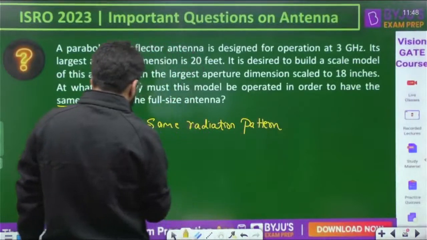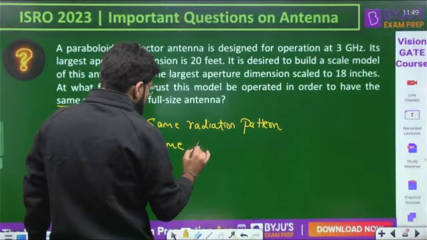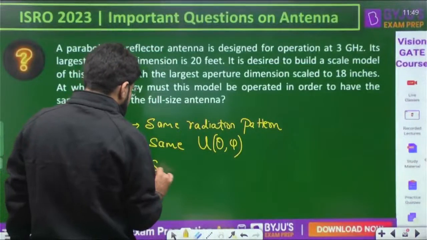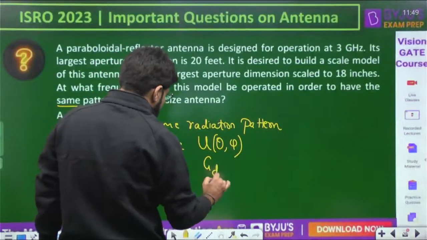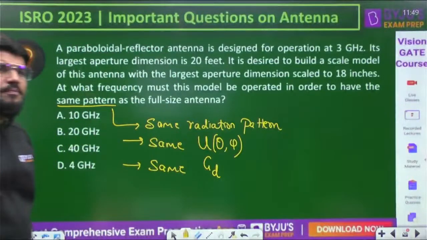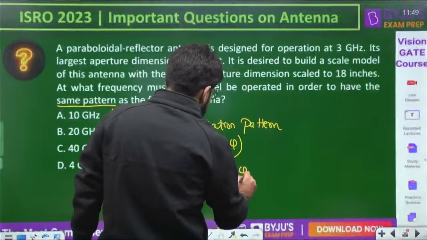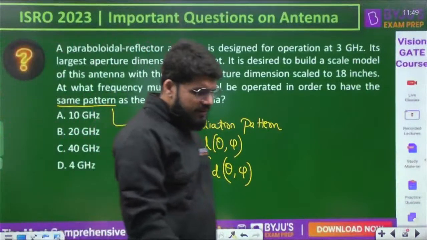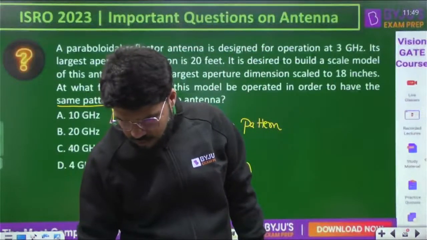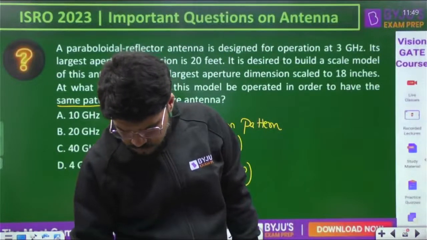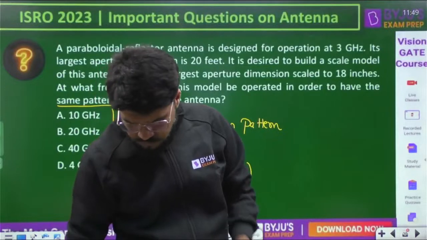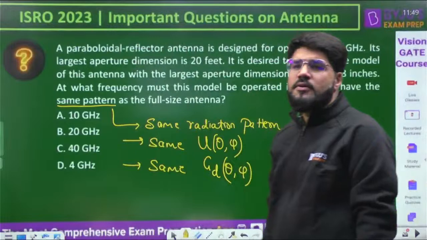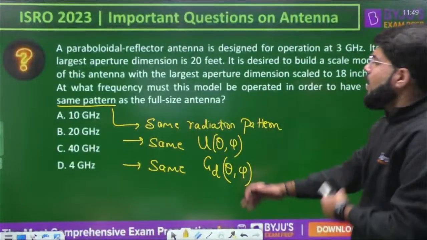Radiation pattern depends on radiation intensity. So you should have the same radiation intensity. And if you have the same radiation intensity, you have the same directive gain. So can you think with respect to directive gain? You must be thinking with respect to the directive gain. Okay, same GD.